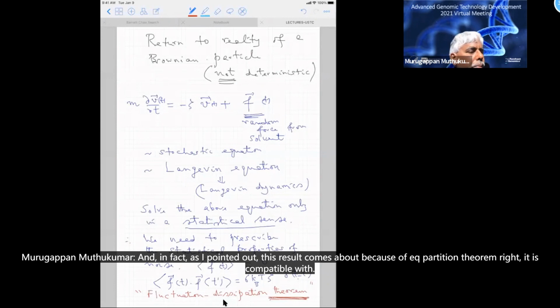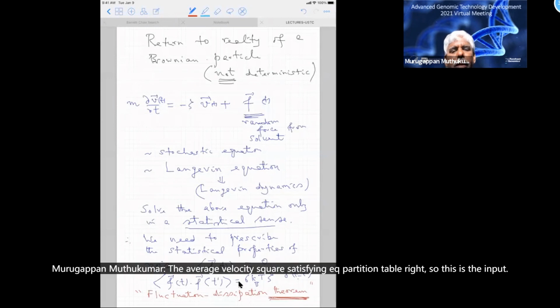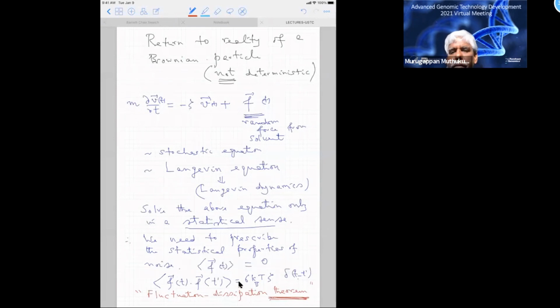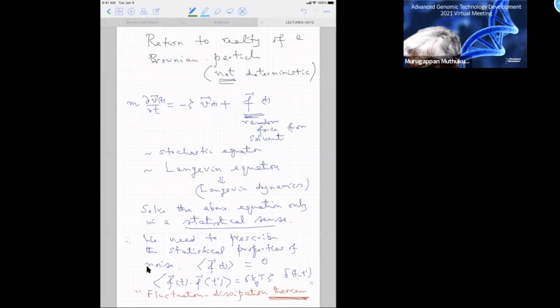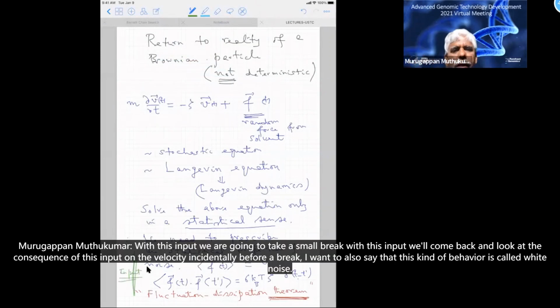And in fact, as I pointed out, this result comes about because of the equipartition theorem. This is compatible with the average velocity square satisfying the equipartition theorem. So this is the input. We need to prescribe physical properties of noise, and this is going to be the input for our calculation. With this input, we are going to take a small break. We'll come back and look at the consequence of this input on the velocity.